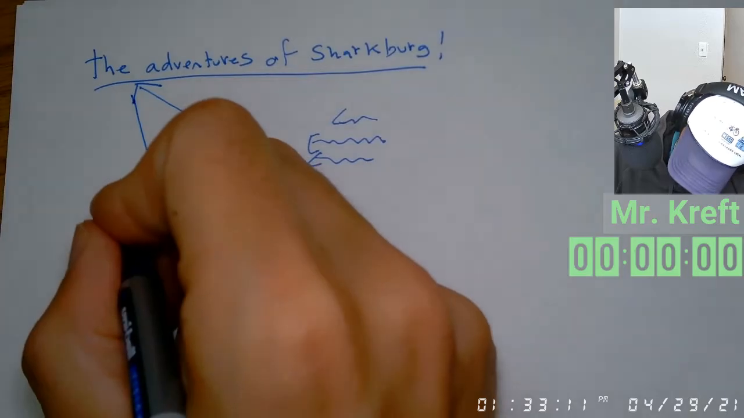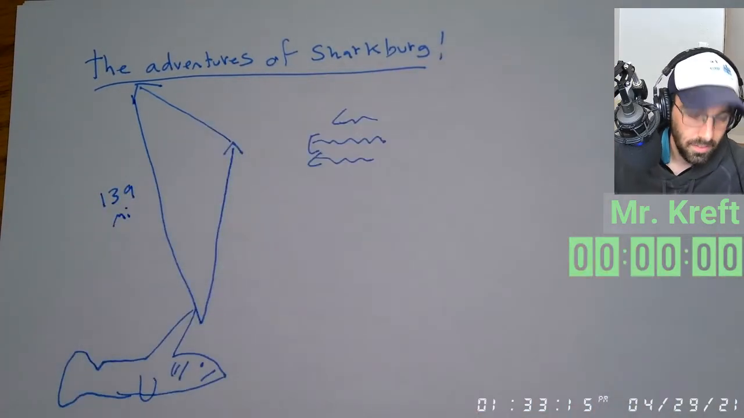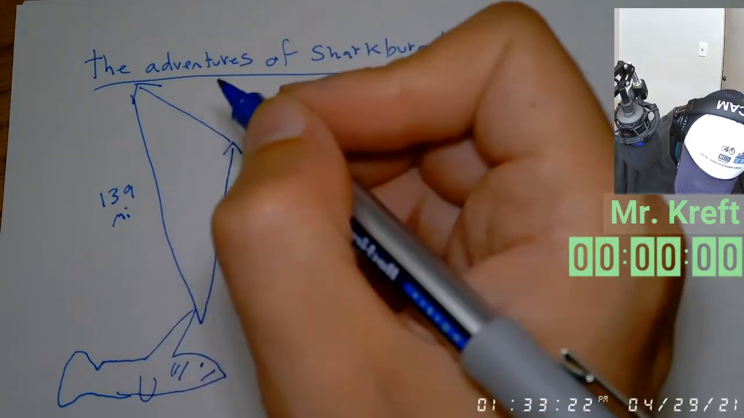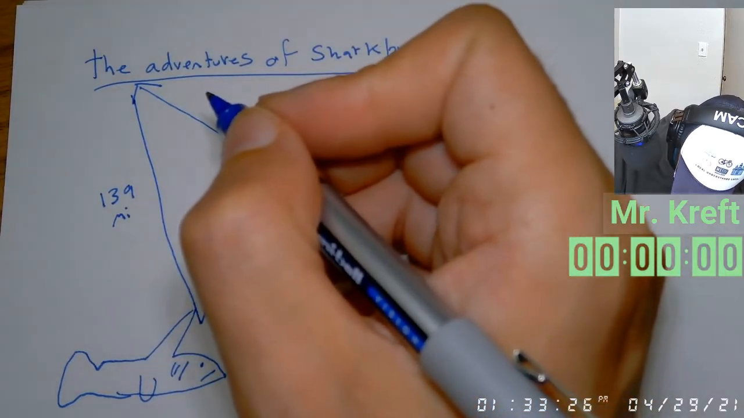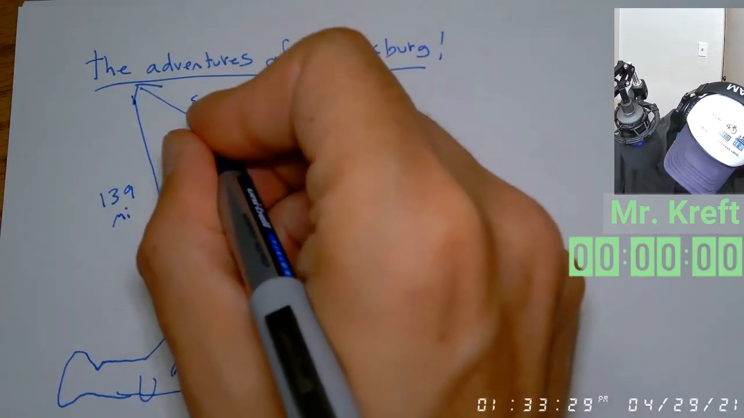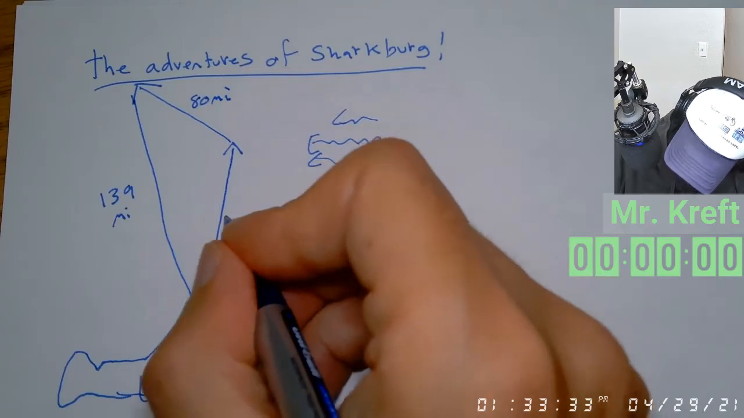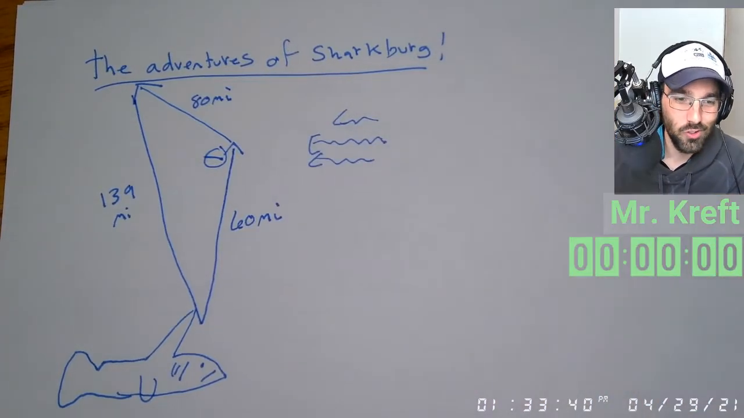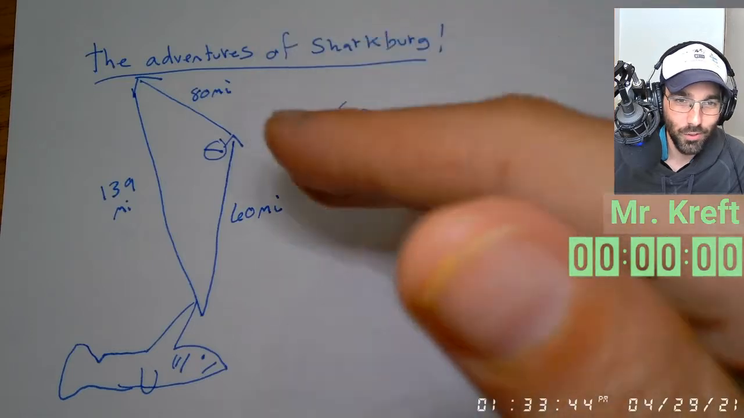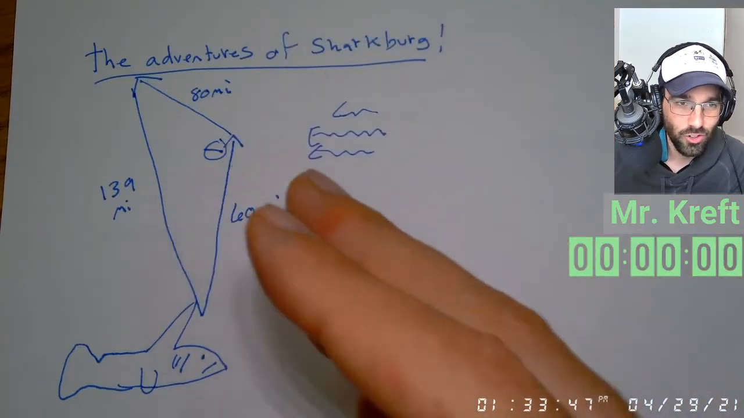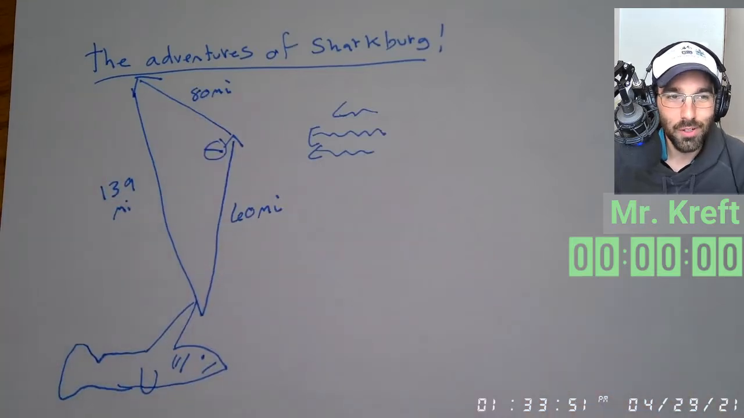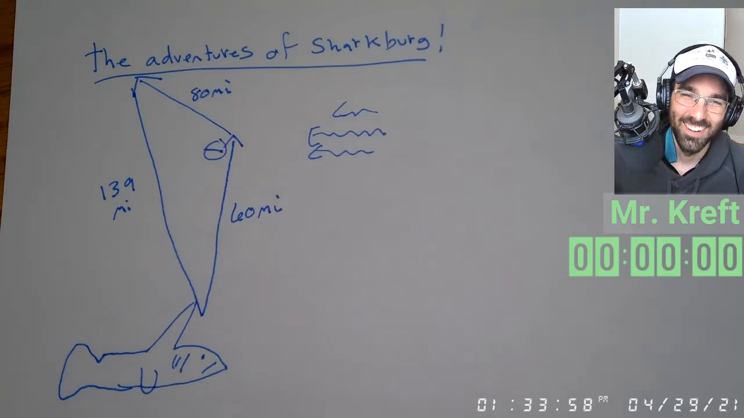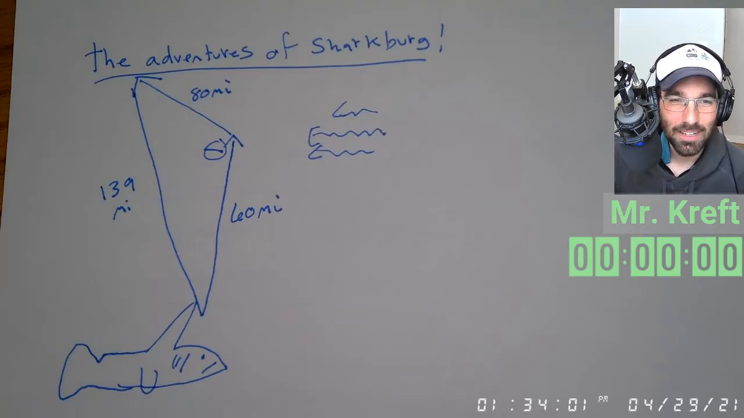So if the total distance traveled is 139 miles and this distance, what are we trying to find here? Oh, okay. And we know this distance is 80. I don't know that, guys. I'm trying to make this problem interesting, and it just turned out not to be very interesting. We want to solve what was the change in direction, right? So this warm current, maybe it's an Atlantic current, came and hit Sharkberg and changed his course. We want to know how much his course changed.